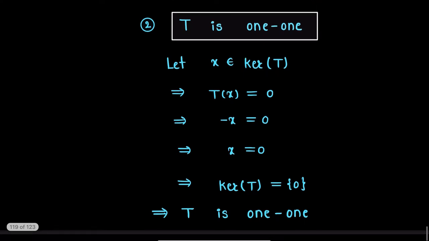Next, to check whether T is 1-1 or not, we will check whether the kernel of the homomorphism T is the singleton identity or not. So for that, consider any element, say x, in kernel T. Now as x is in kernel T, we have T of x is equal to 0, since 0 is the identity element for the given group G. Now this can be written as minus x is equal to 0, since T of x is minus x, and we get x is equal to 0. Since x is any arbitrary element in kernel T, we have kernel T is the singleton identity, that is 0, and therefore T is a 1-1 map.